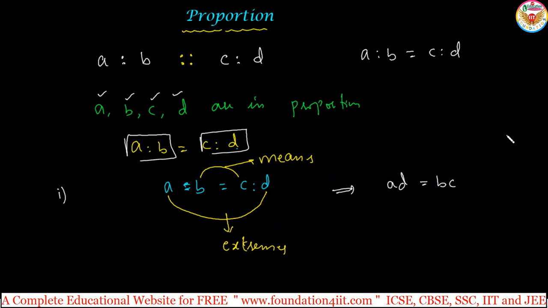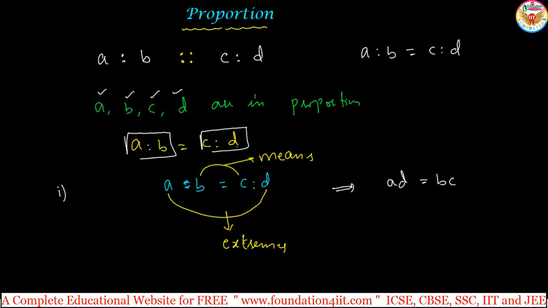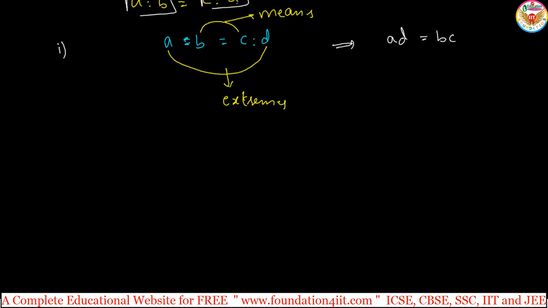This is about the property. And the fourth term is called the fourth proportional and the third term is called the third proportional. So you can use these words. Out of these four terms, if any term is not given, we can find it out. Let us see one example, then go for the continued proportion.